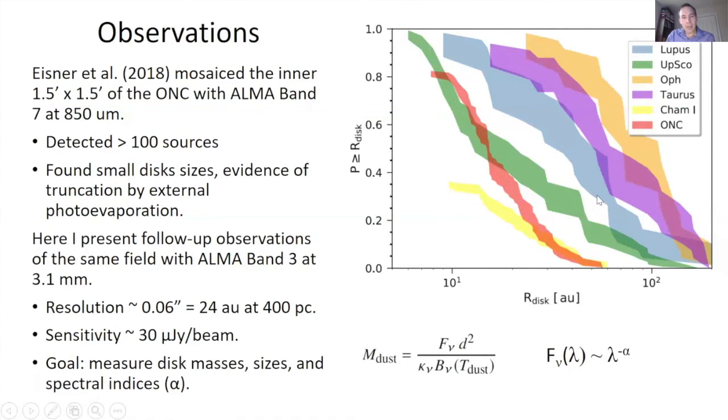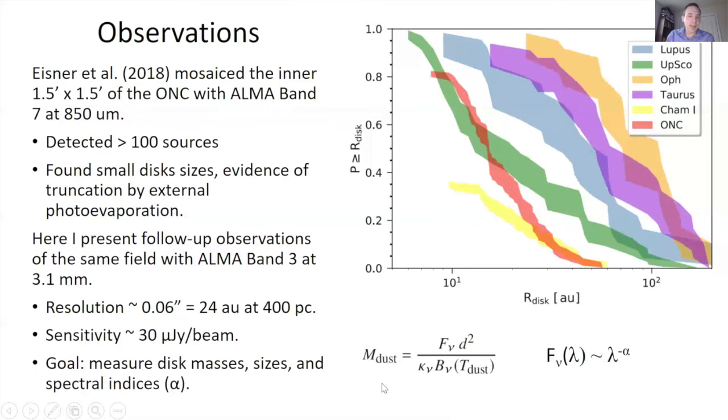So then we went and got some follow-up data. This is, again, at ALMA band 3 at 3.1 millimeters, mosaicing that same inner region of the ONC. And so we achieved a spatial resolution of about 60 milliarcseconds, which corresponds to about 24 AU at 400 parsecs, a sensitivity of about 30 microjanskys per beam, plus or minus that, as the noise varied across the mosaic. And our goals were to measure the disk masses and sizes in band 3, as well as to get the spectral indices by comparing with the band 7 data.